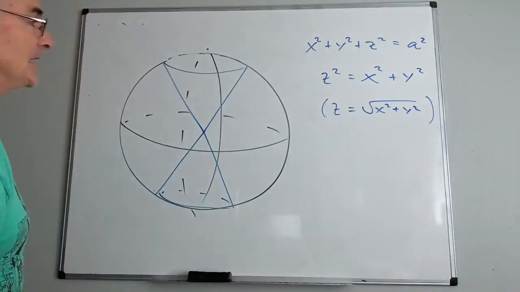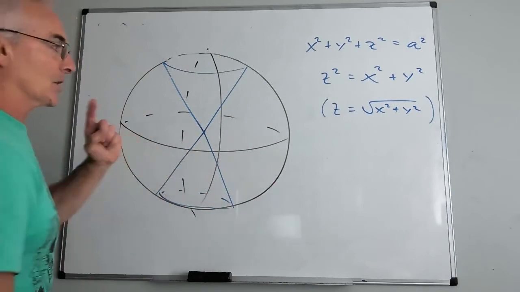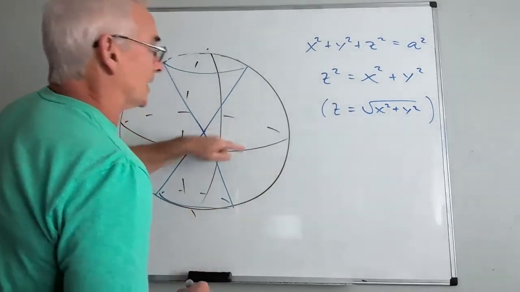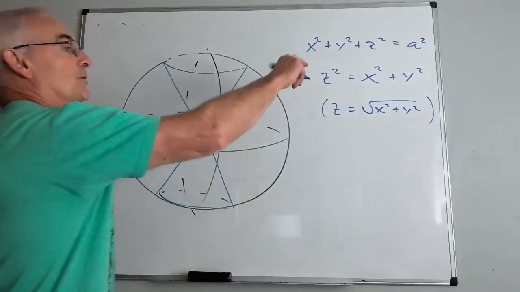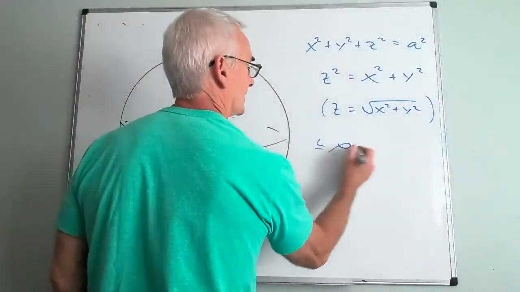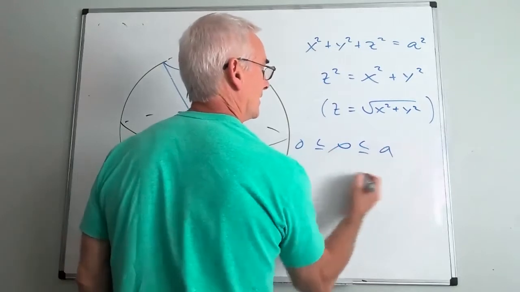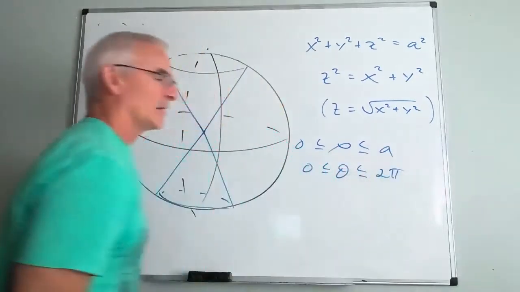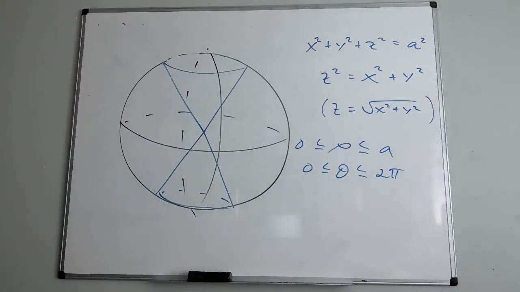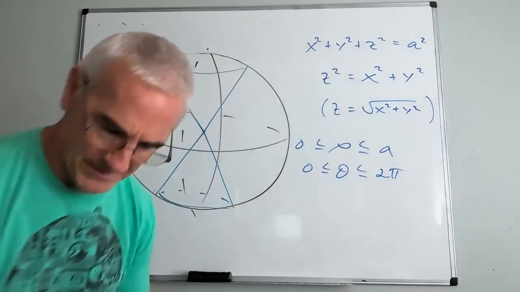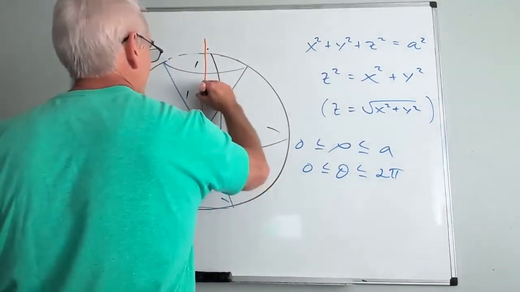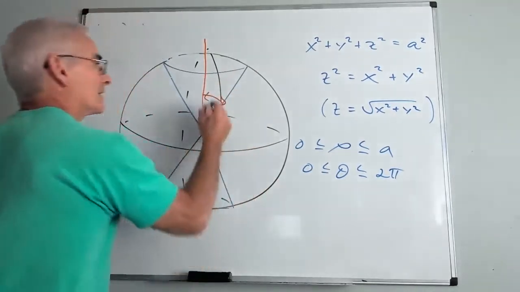Now, the question is, I know theta is going to go 0 to 2 pi. Whether I'm inside or outside, I know rho is going to go from 0 to a. So rho clearly is going to be 0 to a. That's easy. But what's phi going to be? In other words, there's my z-axis, there's phi.